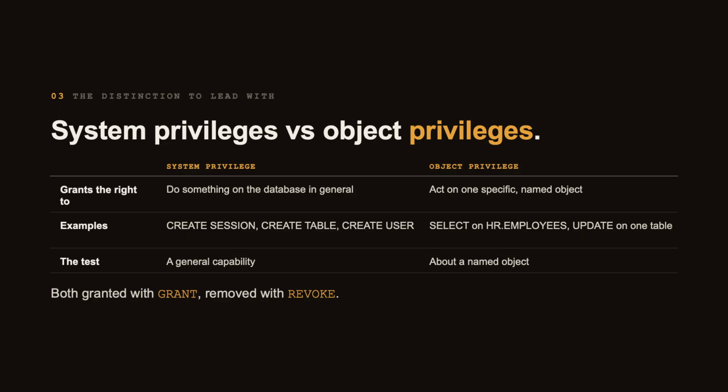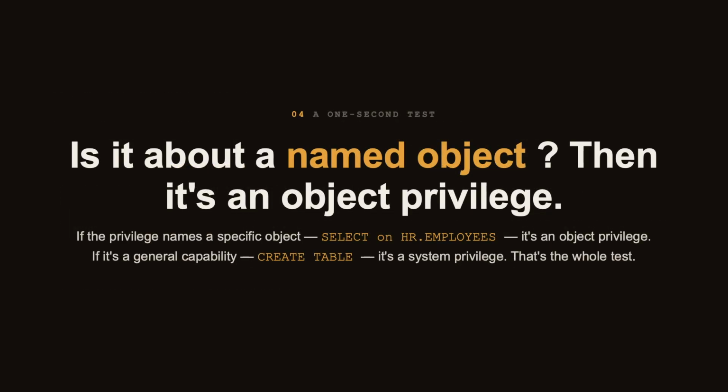And there's a dead simple test to classify any privilege which is worth its own moment. Here's the 1-second test to classify any privilege on the spot. Ask yourself, is this privilege about a specific named object? If yes, like select on HR.employees, where there's an actual object named, it's an object privilege. If it's a general capability that isn't tied to any one object, like create table, the ability to create tables in general, it's a system privilege. That's the entire test. Named object means object privilege. General capability means system privilege.